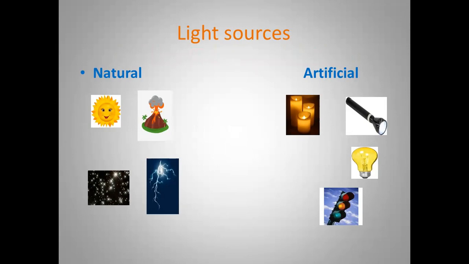Anything that produces light or gives off light is called a light source. We have two light sources. Natural light source, which is found in nature, like the sun, is our main light source on Earth. Volcanic lava, stars, lightning. Artificial light source means man-made light source, like candles, torch, light bulb, and traffic lights.